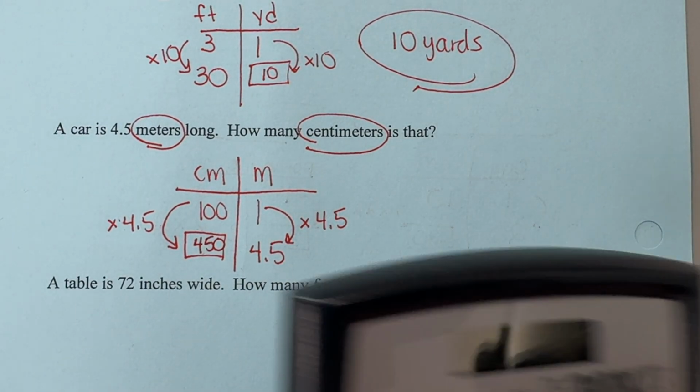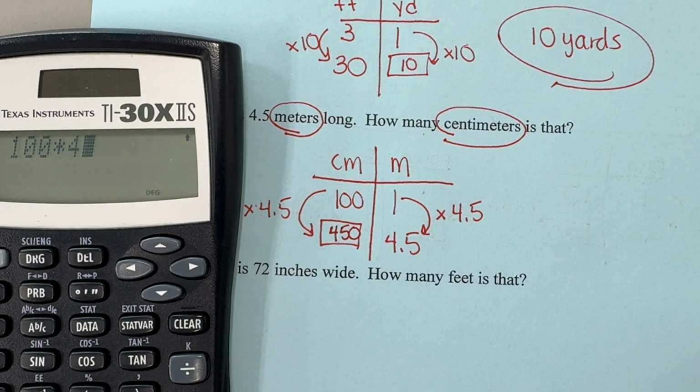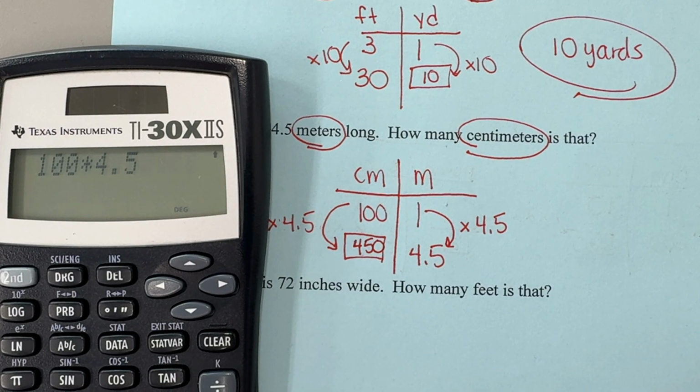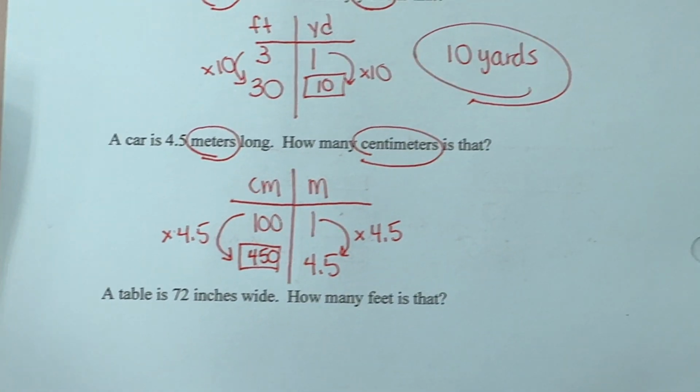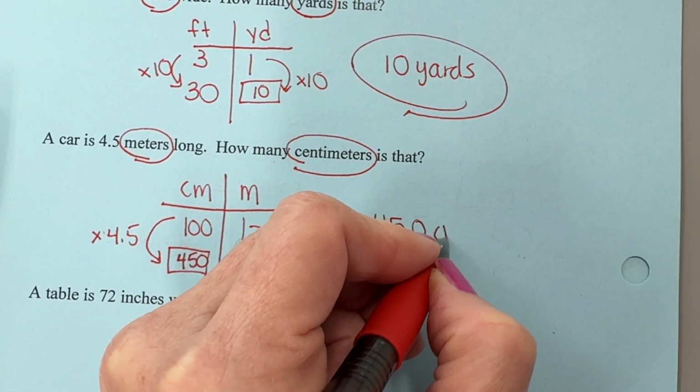Or, you can take your good old calculator here and turn her on, and you can take 100 times 4.5. And you're also going to get 450 that way. So final answer, 450 centimeters.